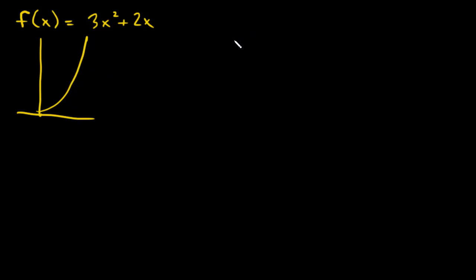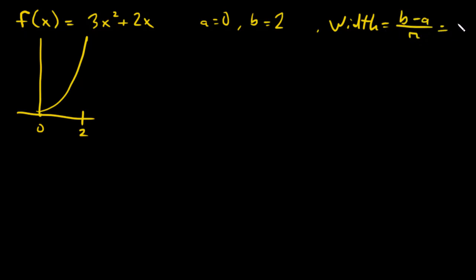But let's see. First things first, I've got this function, and I want to go from, let's say my interval will be from 0 to 2. Okay? So my a is 0 and my b is 2. So that means that my width is going to be b minus a over n, which is 2 minus 0, which is 2 over n. So that is going to be my width.